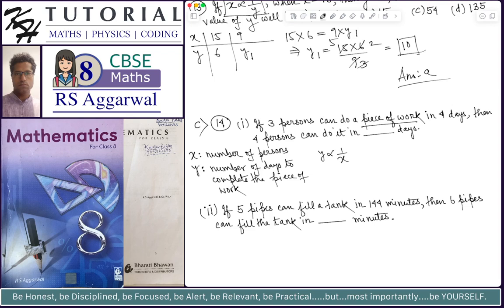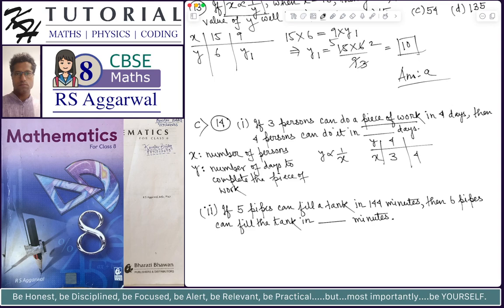That is, when the amount of work is constant, then the number of days will be more when less number of men or persons are working, and the number of days will be less if there are more number of persons working. Okay, so now let's create the table of y and x. It is given that 3 persons can do the piece of work in 4 days. Now it is asking 4 persons can do it in how many days?